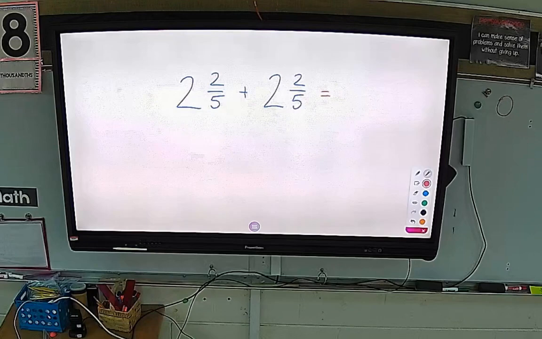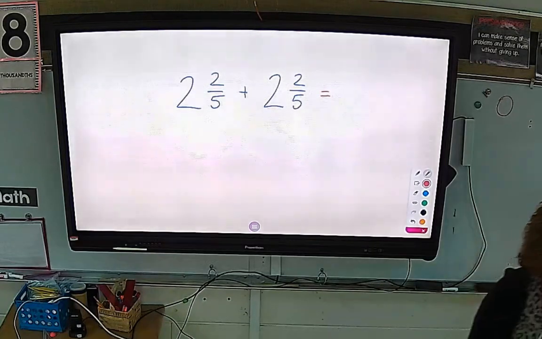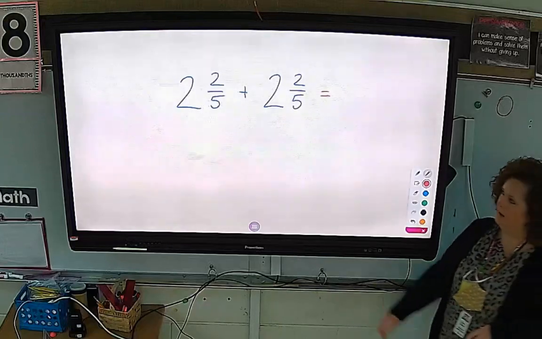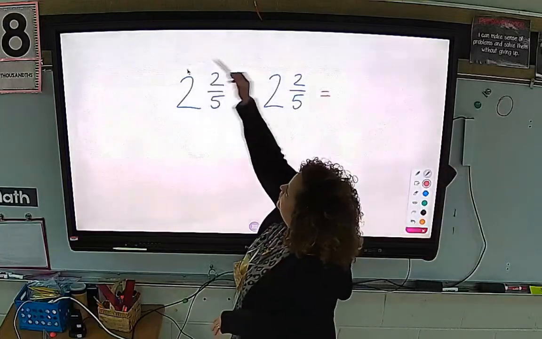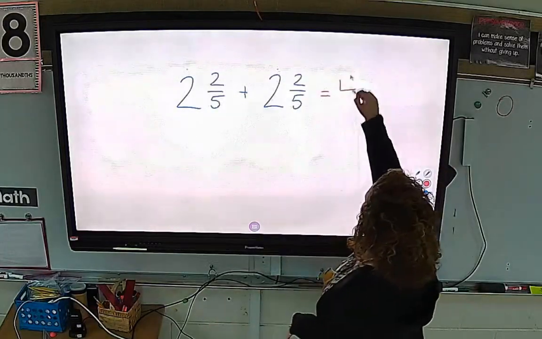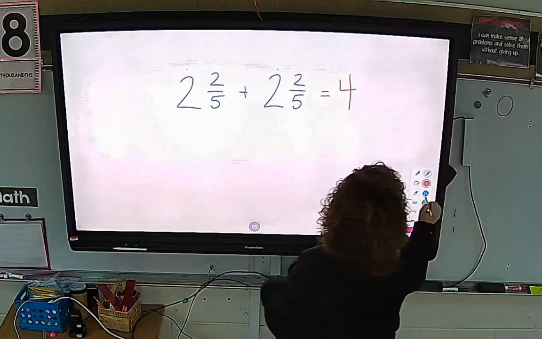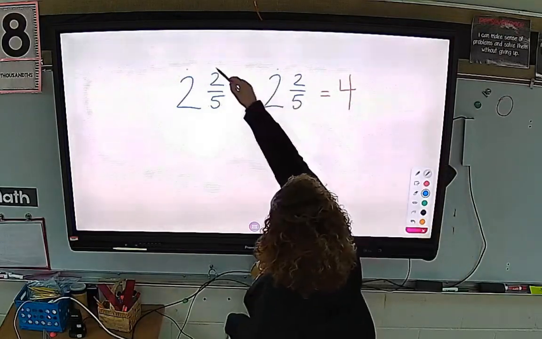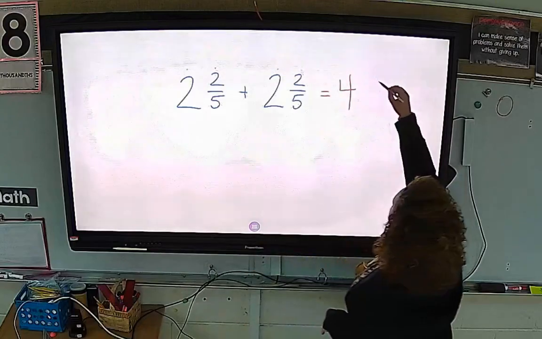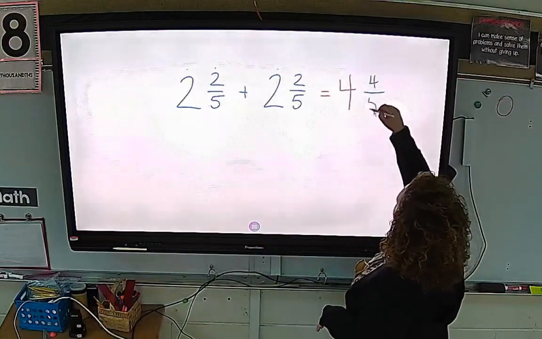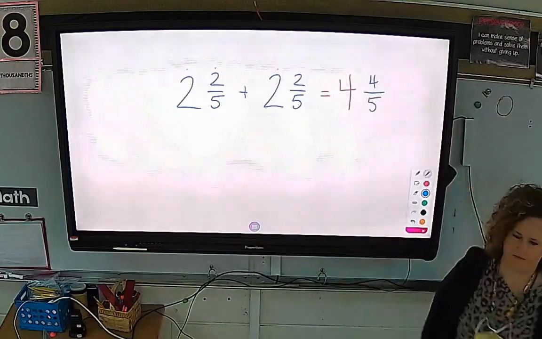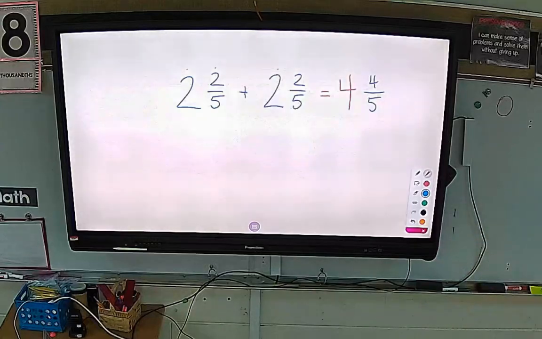Charlotte, what did you wind up getting? 4 and 4/5. 4 and 4/5. Anybody agree with that answer? Okay. When I add these two whole numbers, yes, I most definitely get 4. And when I add these two fractions here, 4/5. So 4 and 4/5. Yes. Nothing hard about that. Okay.